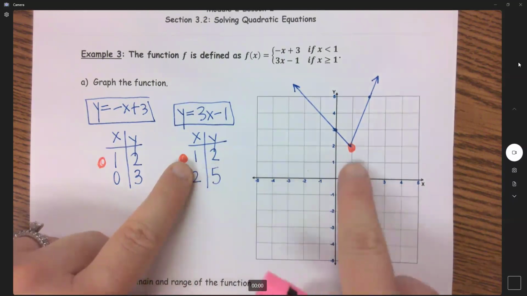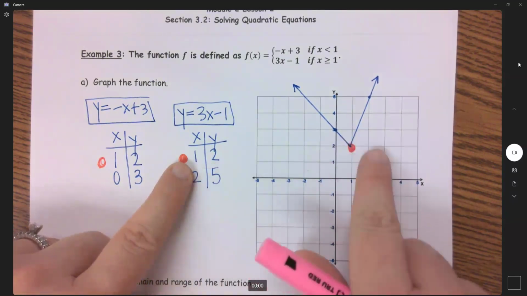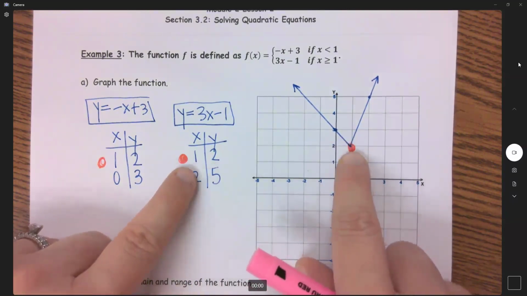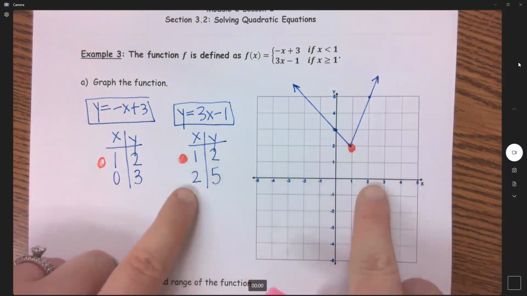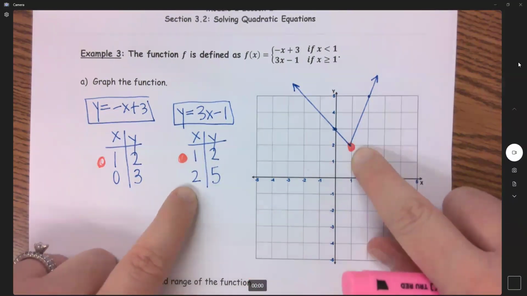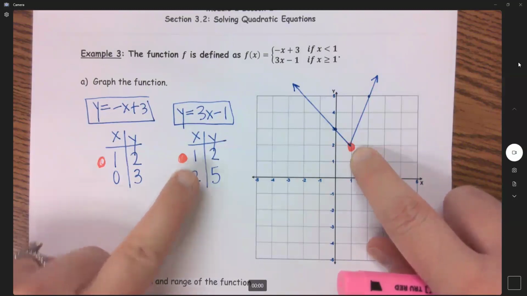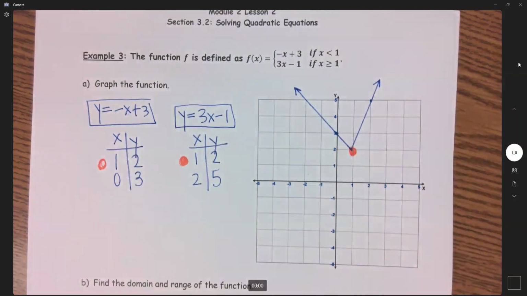So then we went to plot it, and we should have taken this open circle and then just filled it in. And then 2, 5. So we went from the red circle, or from where it breaks, through that next point. So here is our graph. So what is the domain?